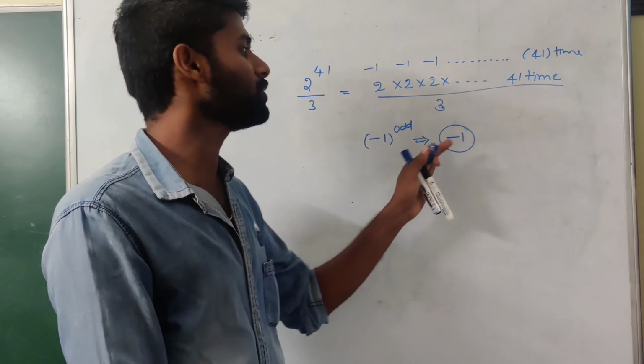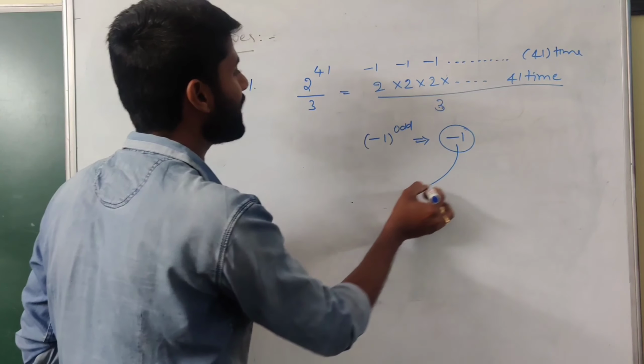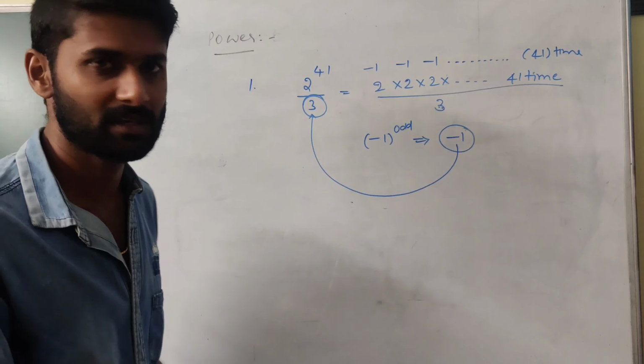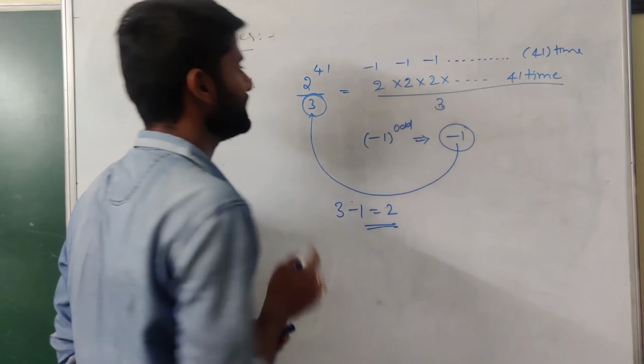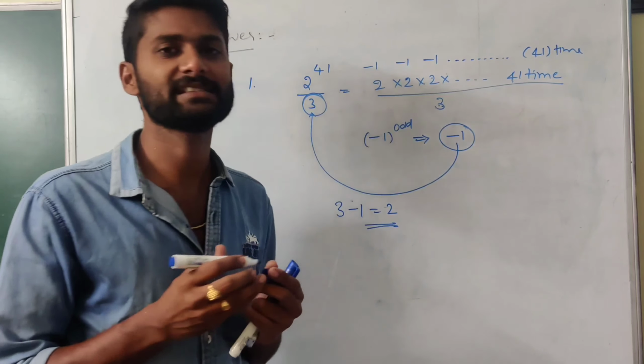But we already know that we never consider any negative remainders. To convert this negative value into positive, simply add the denominator. So 3 minus 1 is exactly equal to 2. It means if 2 power 41 divisible by 3, we get a remainder of 2.